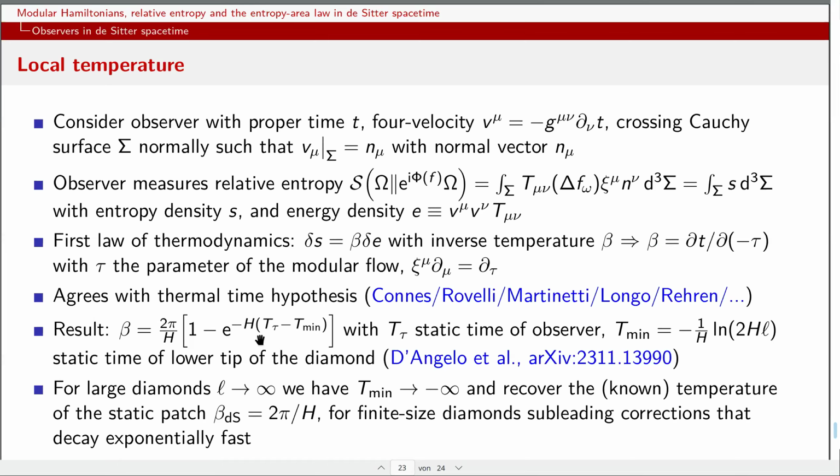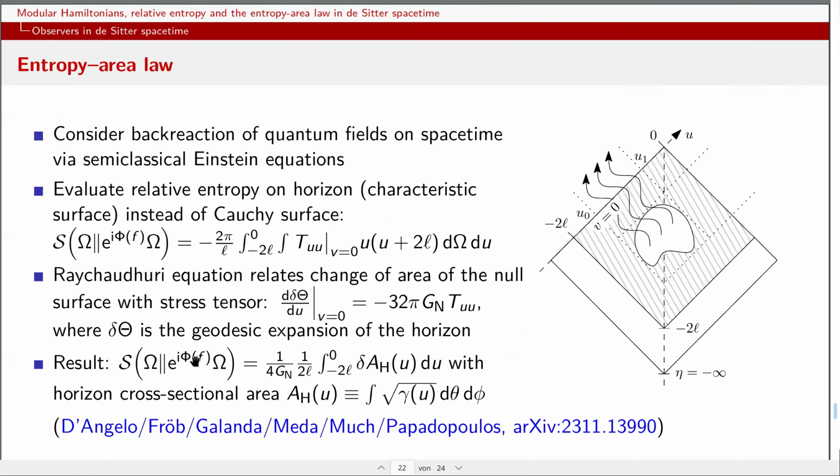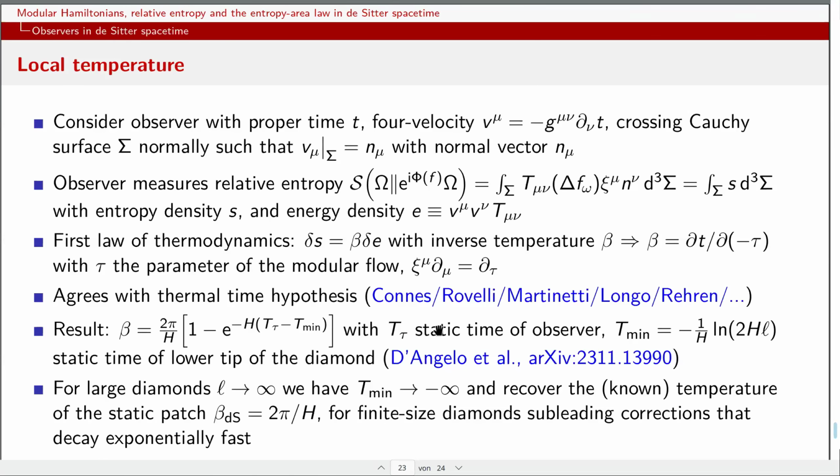So there's a 1 minus something exponentially decaying. And this depends on the static time of the observer. So there's a t_tau minus t_min. And the t_min is the static time that corresponds to the lower tip of the diamond. So if I go back one slide, we have an observer that starts somewhere here, goes to the future. Then t_min is the static time of this point here. t_tau is the static time of the observer somewhere here in the middle. And we see that the temperature that the observer measures exponentially fast approaches the, say, equilibrium temperature of the static patch.